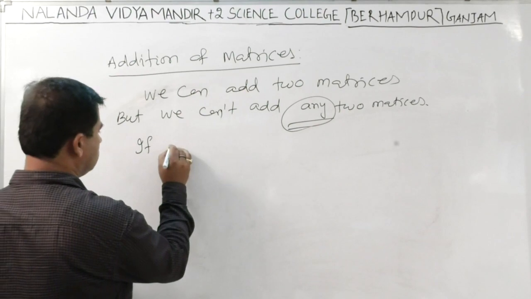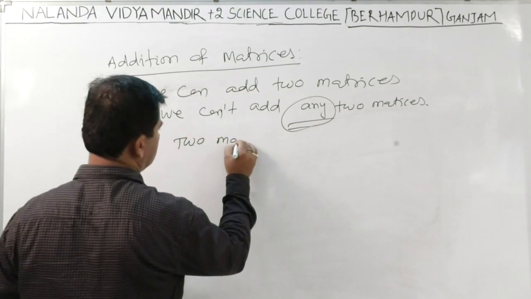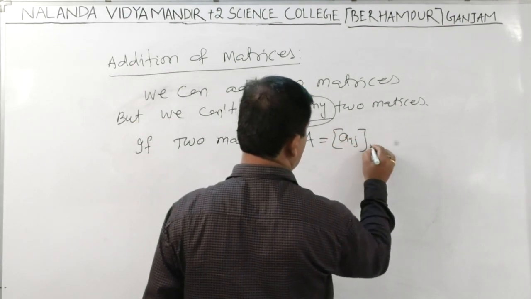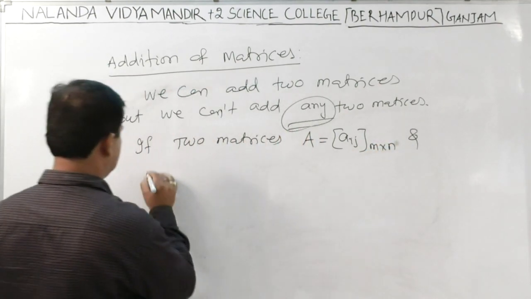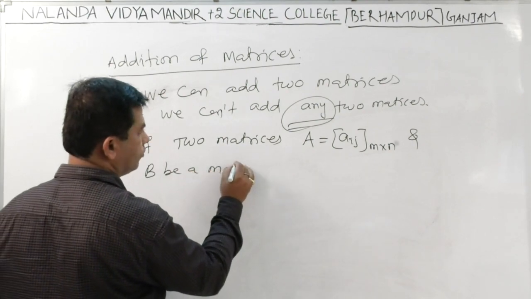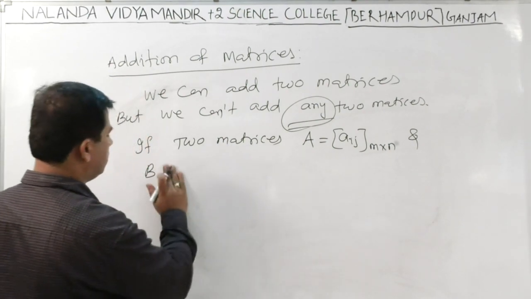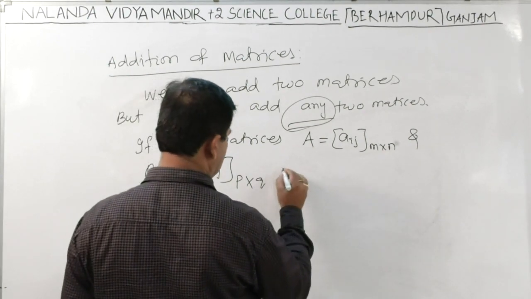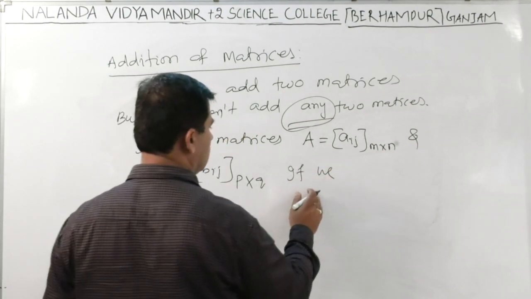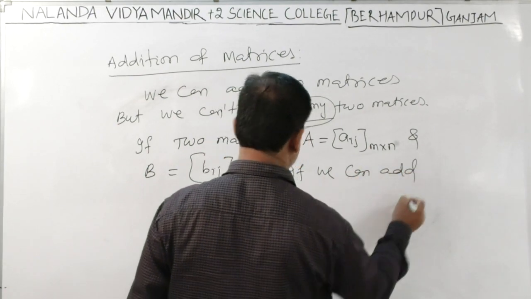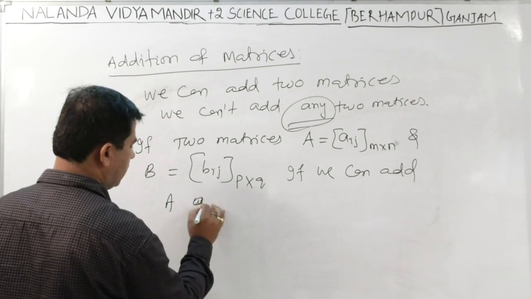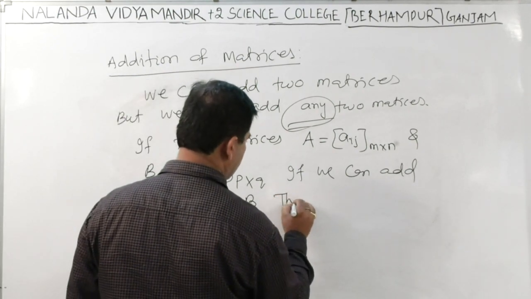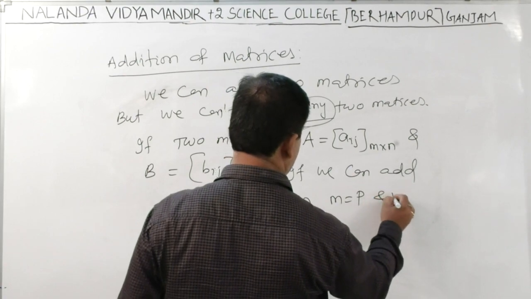If two matrices A = [Aij] of order m cross n and B = [Bij] of order p cross q, we can add A and B if m is equal to p and n is equal to q.